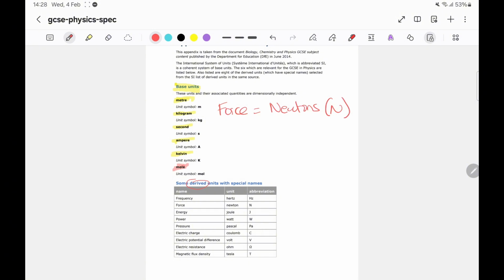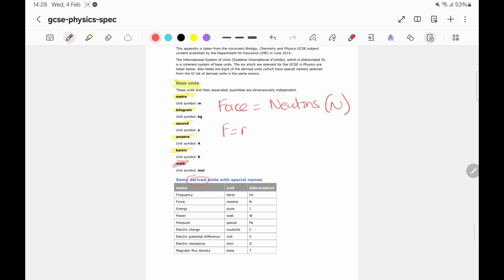Now, this is a derived unit. It is not a base unit. It is made up from other base units. If we wanted to work out what the newton is equal to in base units, we do the same thing we were doing before. So we use an equation that we know. So for example, we know that force equals mass times acceleration.